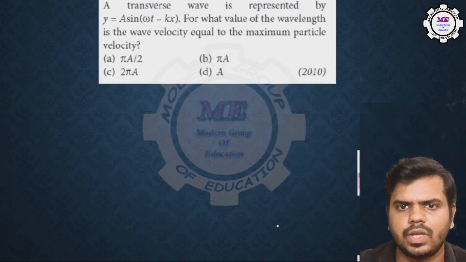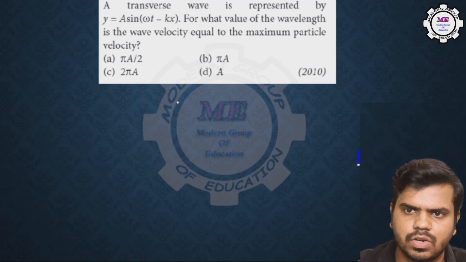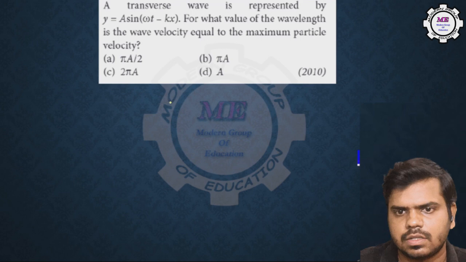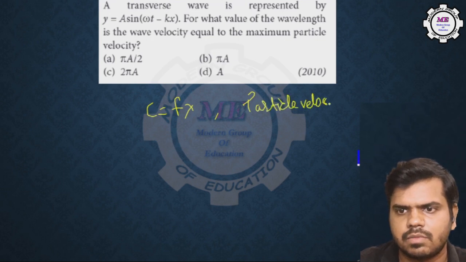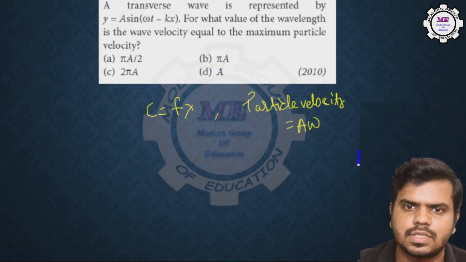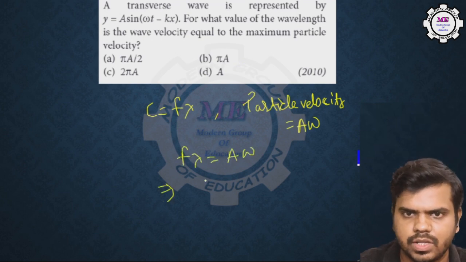Okay. A transverse wave is represented by y equal to a sin(omega t minus kx). For what value of the wavelength is the wave velocity equal to the maximum particle velocity? Wave velocity is f lambda, and particle velocity is a omega. So for what wavelength is the wave velocity equal to the particle velocity? That means f lambda is equal to a omega. Now you have to find the lambda.